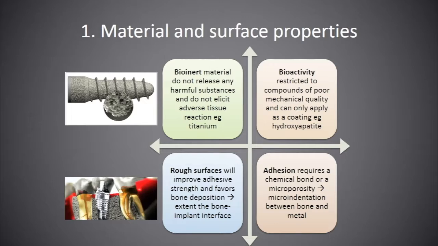Rough surfaces will improve adhesive strength and favor bone deposition. This extends the bone-to-implant interface. Adhesion requires a chemical bond or a microporosity. This can be found in the microindentation between the bone and the metal.